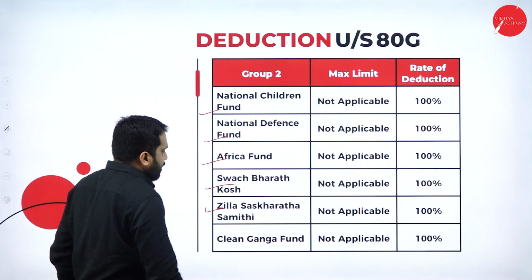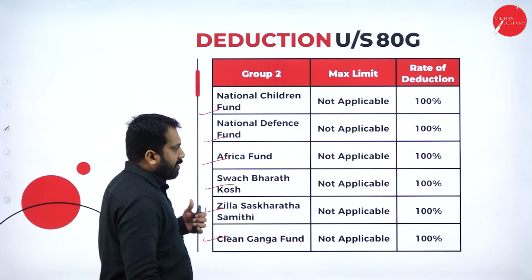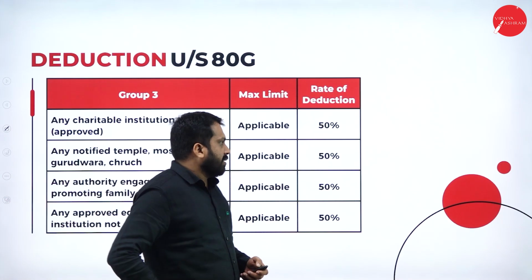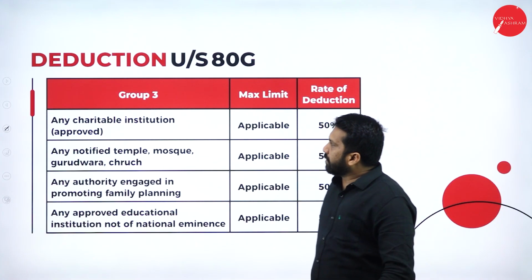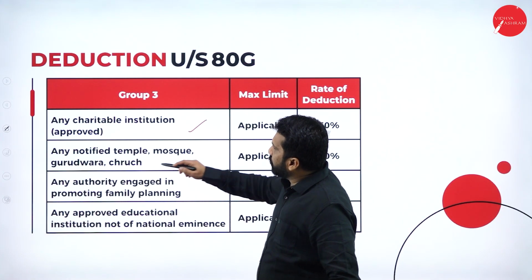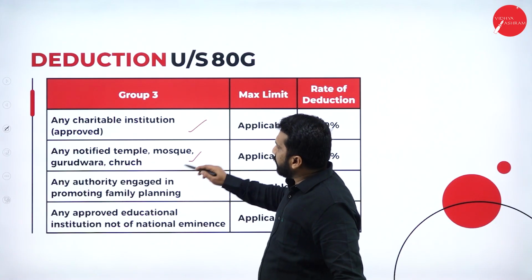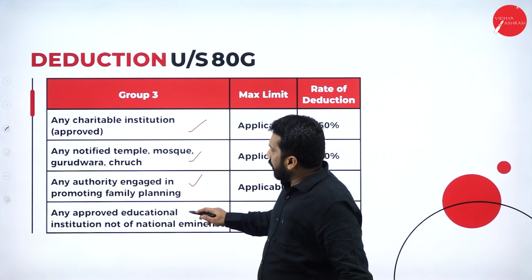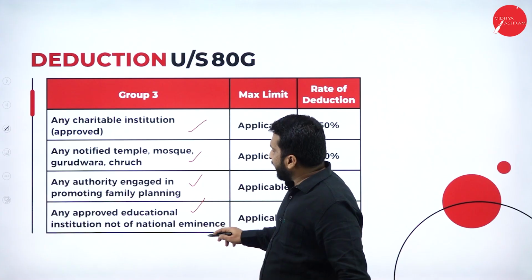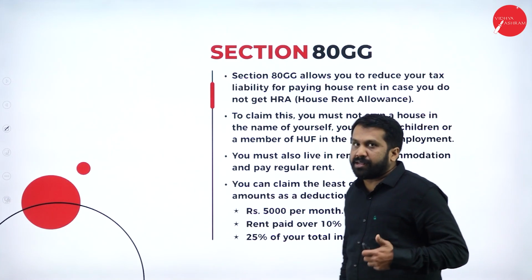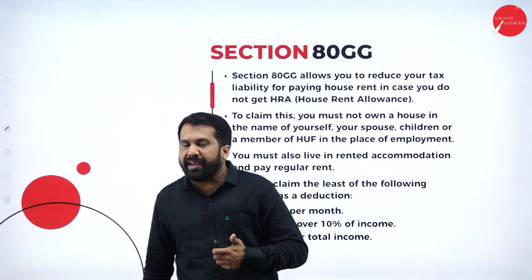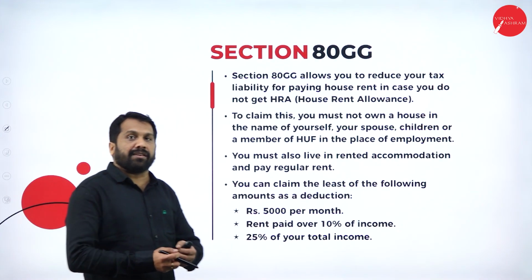Saksharata Samiti, Clean Ganga Fund, all come under what? 100% deduction. Again, there are a few 50% ones, like any approved charitable institution, notified temples, authority, approved education institution of national eminence, all come under the 50% slab. It is all about 80G. G for what? Giving, donation.